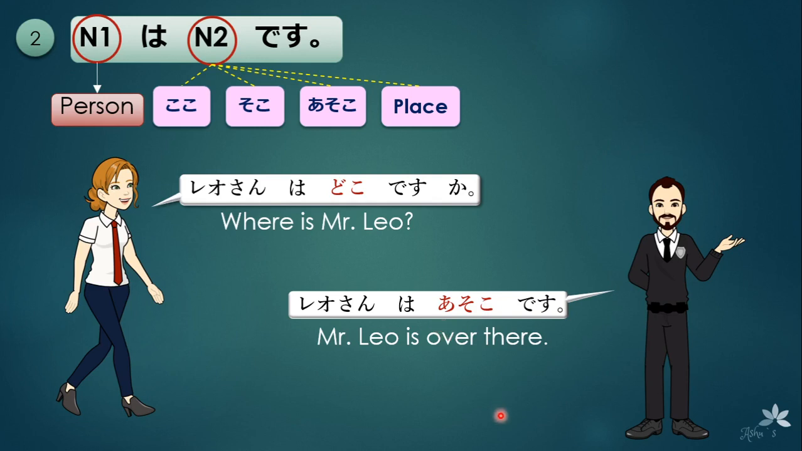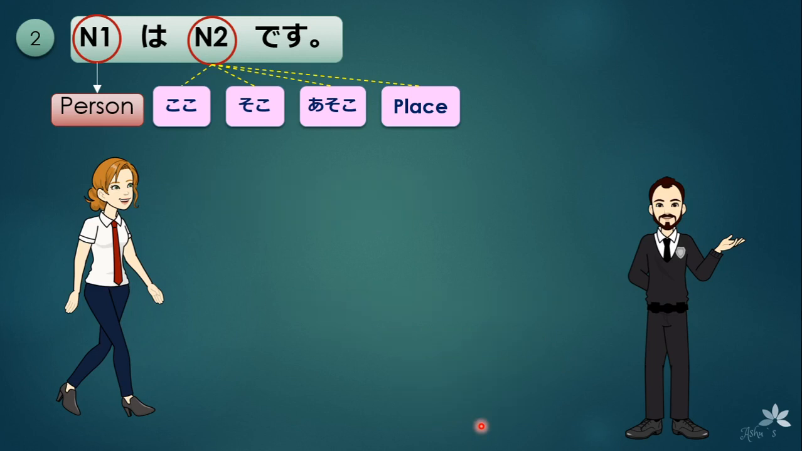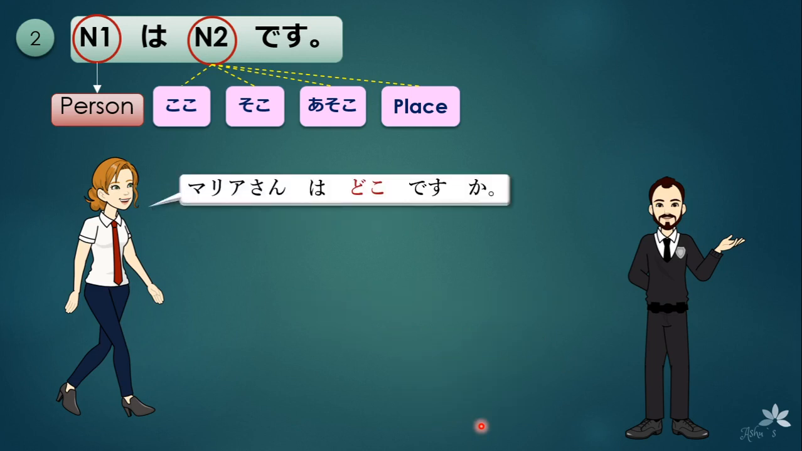In this case also, Reo-san can be omitted in the answer and you can just say asoko desu. Over there. Let's look into another example.